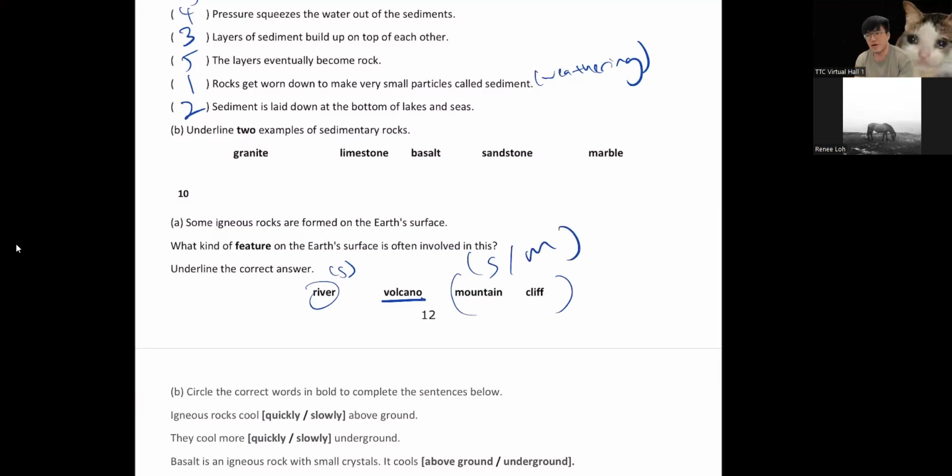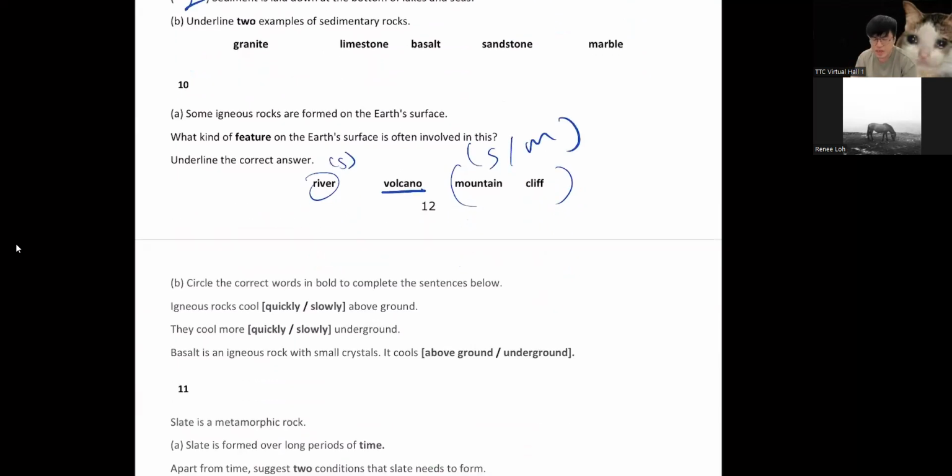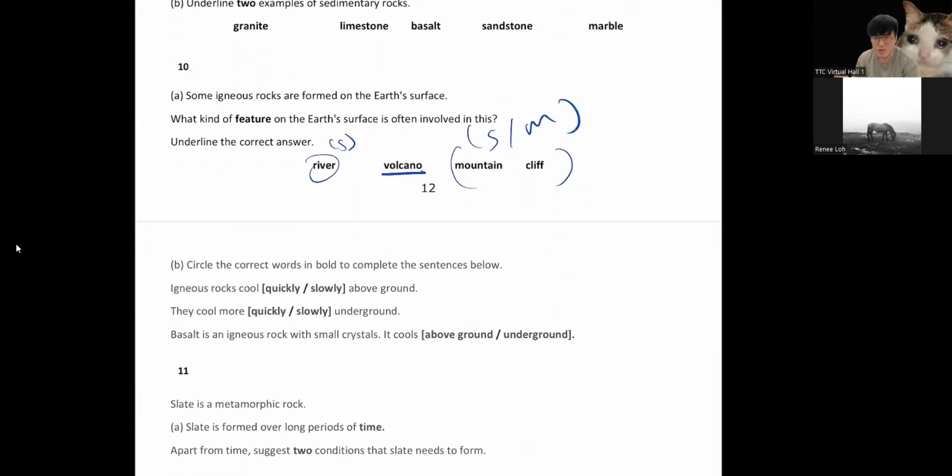In Malaysia, we mostly have sedimentary and metamorphic because Malaysia is very old. We got no volcano, so we don't see any igneous here. I mean, we have volcanoes, but they are dead volcanoes, from hundreds of thousands of years ago, a really, really long time ago.